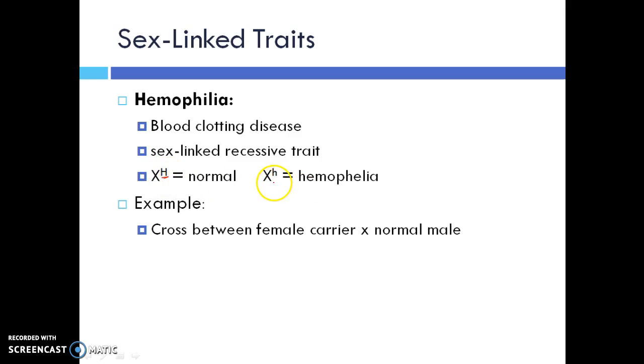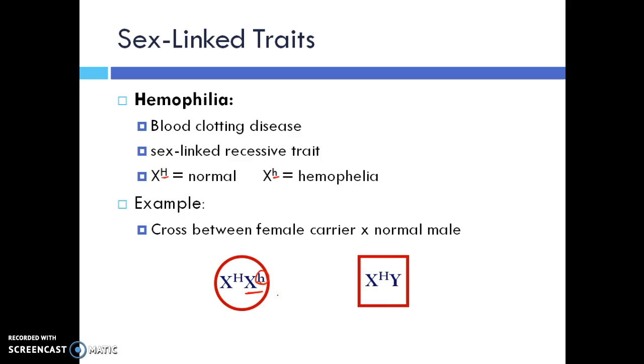A chromosome that carries the trait, the disease, would be X little h. Okay, let's do an example, and I want you to write this down in your notes, with a cross between a female carrier and a normal male. So let's take a look at what the parent genotypes would be. A carrier means that the woman does not have the disease, but she carries a chromosome with the disease trait on it.